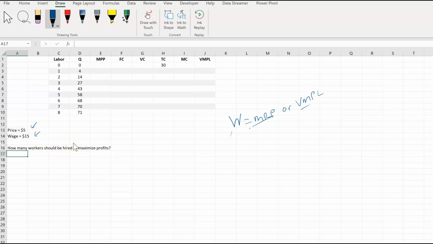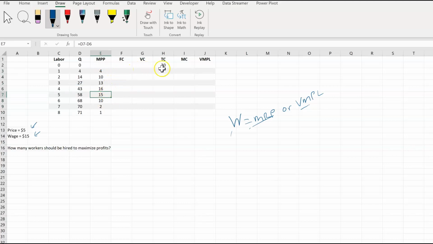So let's figure out the marginal physical product for each worker. That's going to be the change in output over the change in labor. Now the change in labor is just one at a time. So we're just going to say equals this minus this, and I'm going to autofill that down. I'm just going to do one more. Equals this minus this. And then I'm going to autofill that down. And now we've got MPP for all the workers.